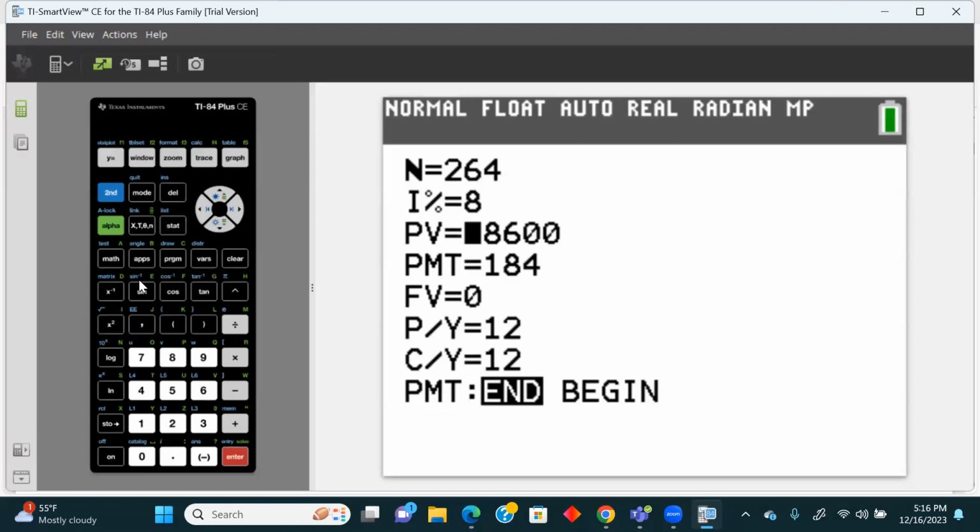The present value, that would be the principal or the loan amount or the amount that you're investing. And you're going to use negative. Negative's right below the 3. And it was $10,000. The reason we use negative is because it's coming out of our pocket. We don't have any type of payment here, so we're just going to put 0 in.